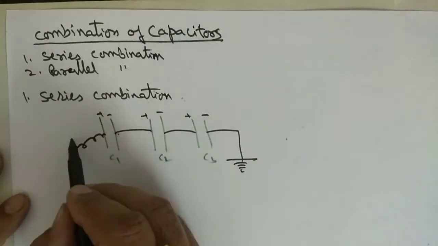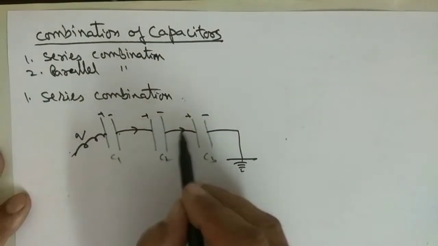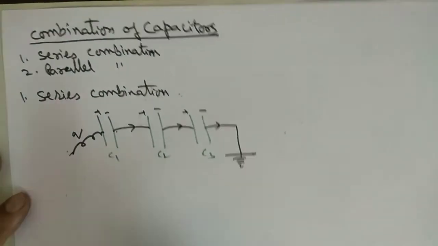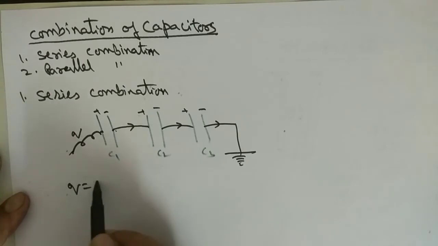So Q charge is given, and the Q charge will be unchanged. It is constant. But you know Q is equal to CV.